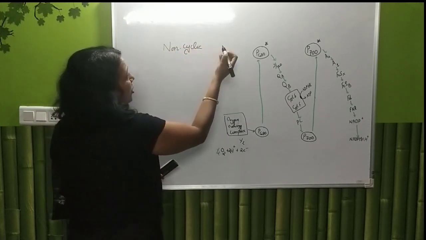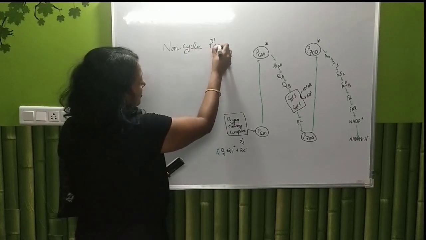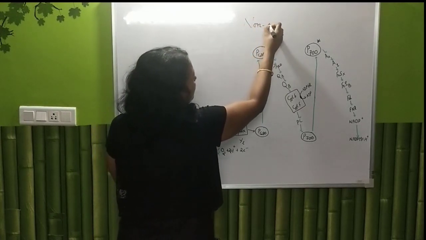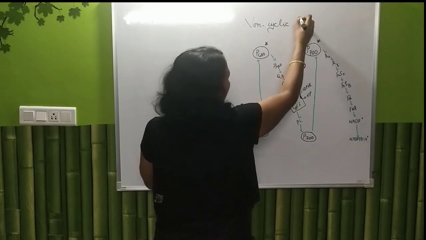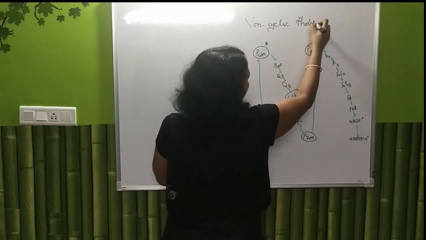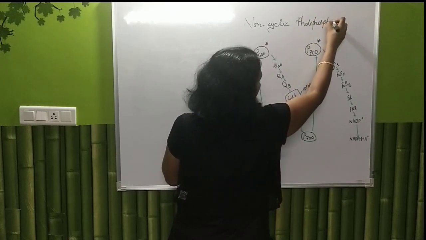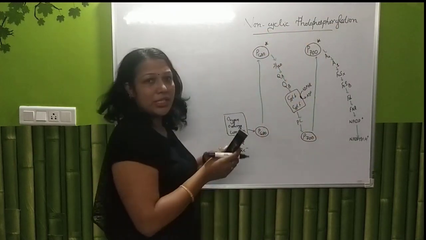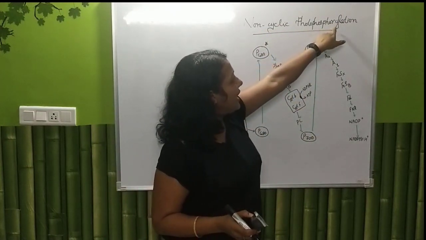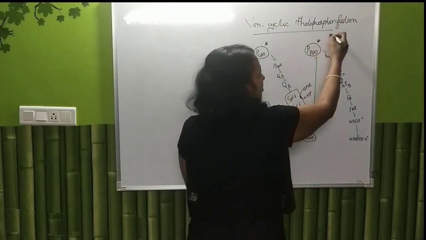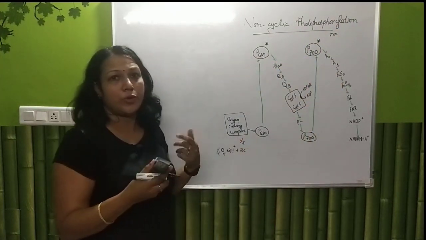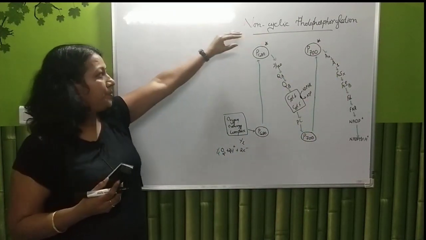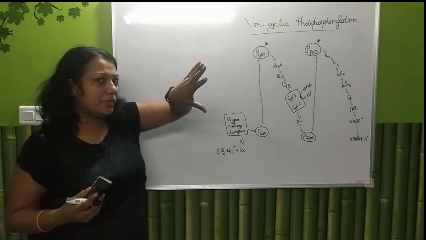Non-cyclic photophosphorylation. Okay, I will write here. That will be better. Now look at the spelling. Photophosphorylation I have written, but actually when we pronounce, we will pronounce it as relation only, okay? So now we are going to split the word as such.